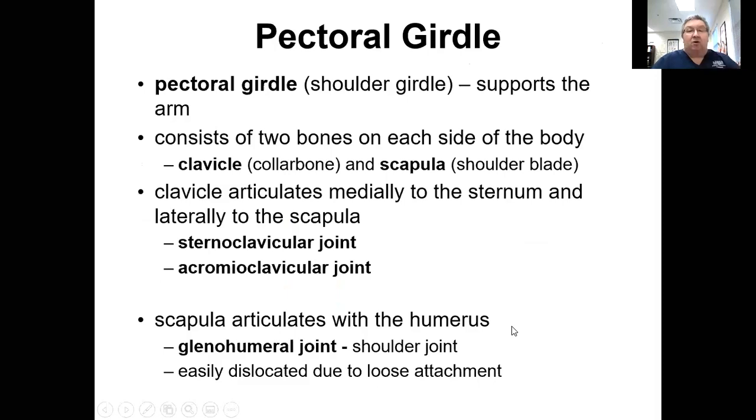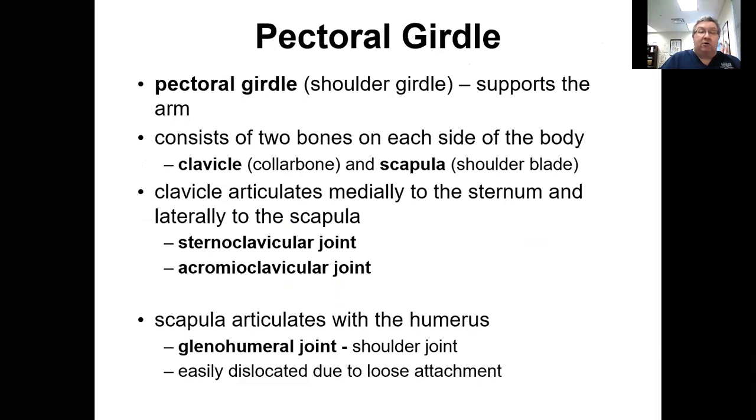Okay, so now we're going to start with the pectoral girdle. Basically, it's the shoulder. The shoulder girdle supports the arm. It's basically made up of 2 bones, the clavicle and the scapula. Now, the clavicle articulates with the sternum and articulates with the scapula, and it creates 2 joints.